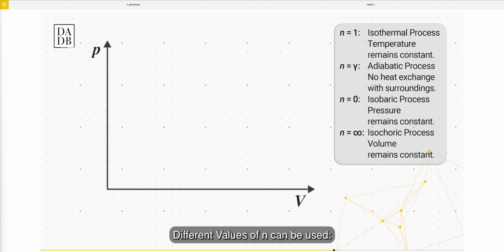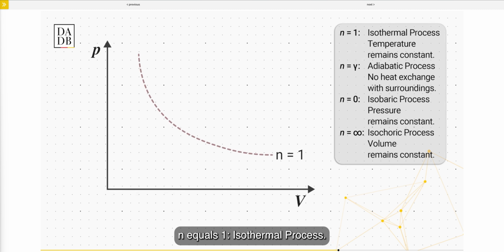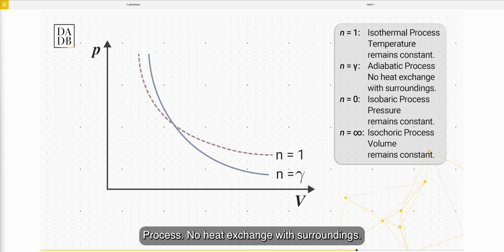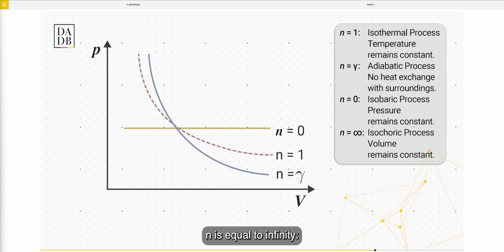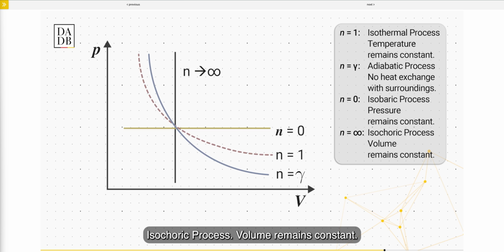Different values of N can be used. N equals 1, isothermal process. Temperature remains constant. N is equal to gamma, adiabatic process, no heat exchange with surroundings. N equals 0, isobaric process. Pressure remains constant. N is equal to infinity, isochoric process. Volume remains constant.